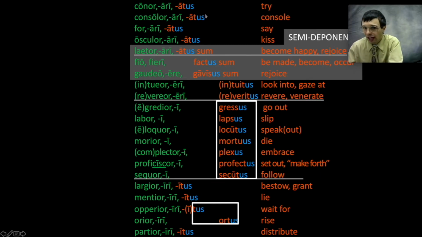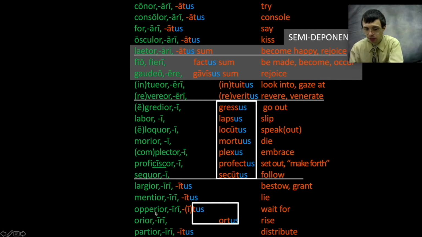The long A verbs, you don't really need to memorize because you can guess them. Look, they all have atus. So conar, conari, conatus. For, fari, fatus. Those are perfectly regular. Same down at the bottom with fourth conjugation, the long I verbs. You can pretty much guess these. They all have itus. Now, of course, the exception down there is in the white box. You would think it would be oritus, but it's really just ortus, having risen.